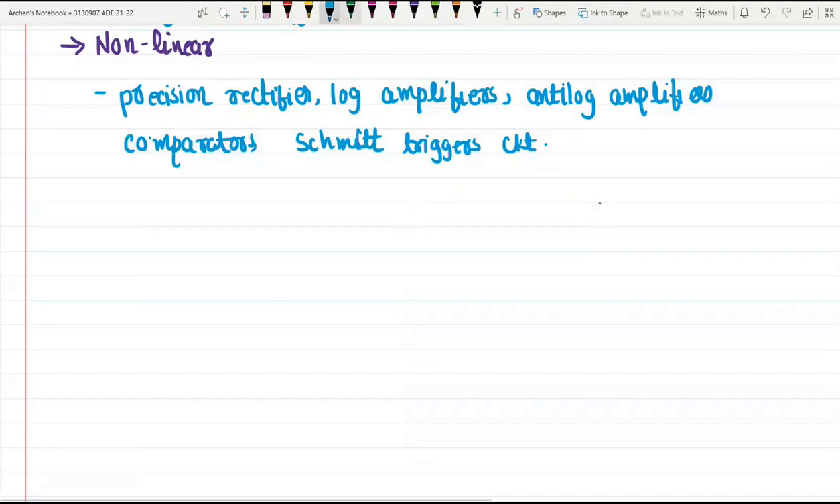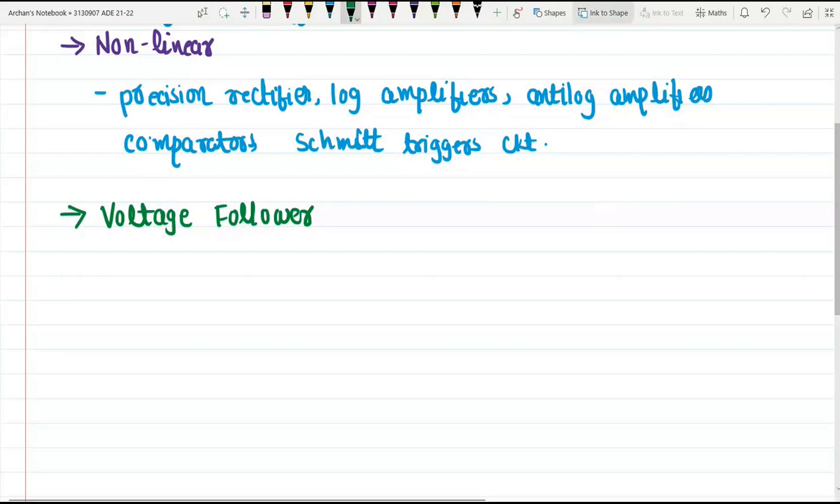Right. So we will start with the linear applications. The first linear application which we are going to discuss is the voltage follower circuit. Okay. Now, as the name suggests, voltage follower, we can assume that it will follow the input voltage. Okay, so if you find a circuit in which the output voltage follows the input voltage, it is called a voltage follower circuit.